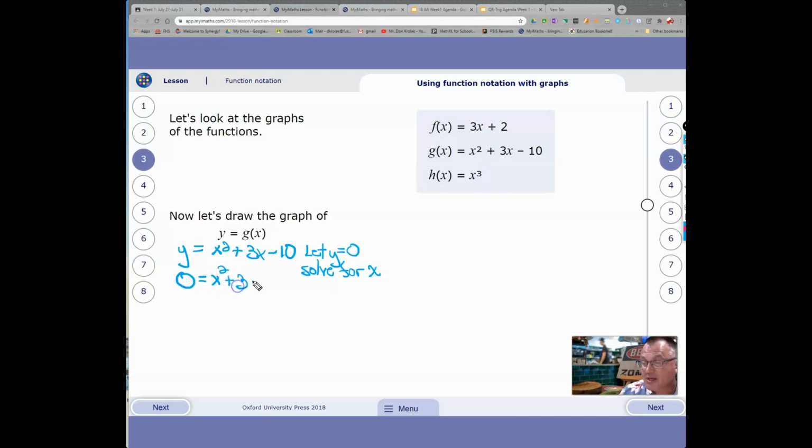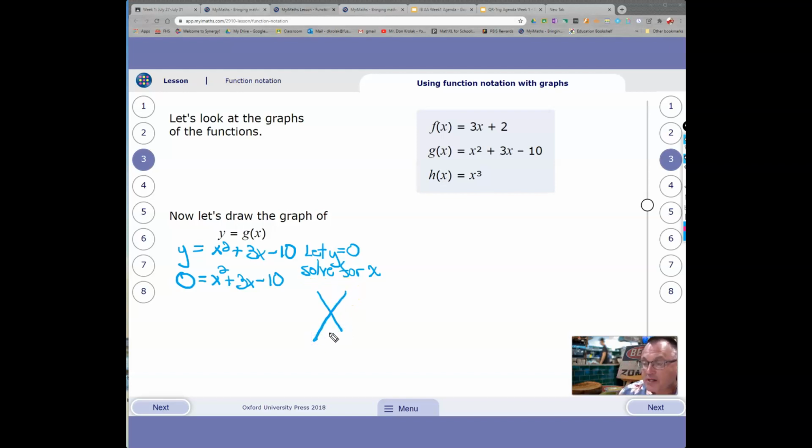There's lots of methods of solving quadratics: quadratic formula, factoring, completing the square. All right, this one looks like it's pretty easy to factor. So I'm looking at, I call it the factor game.